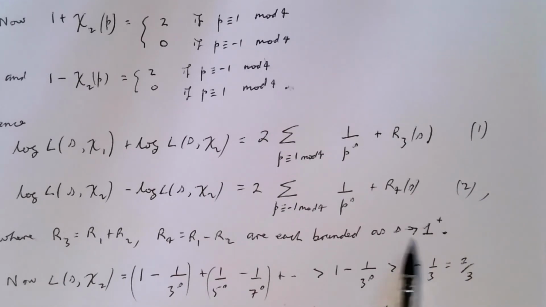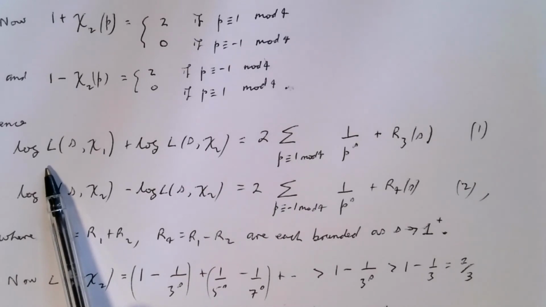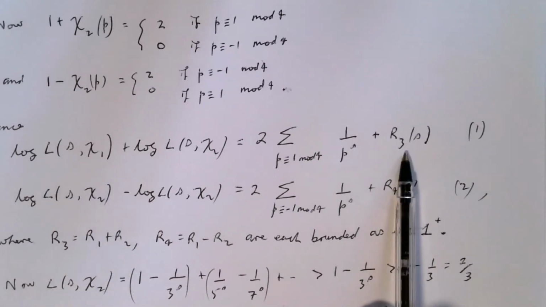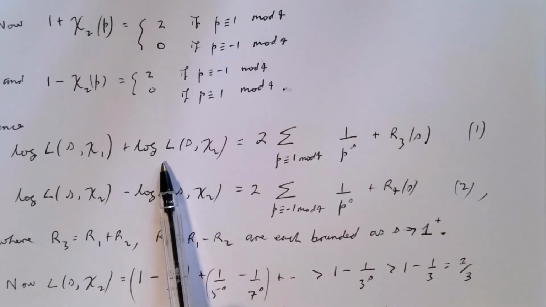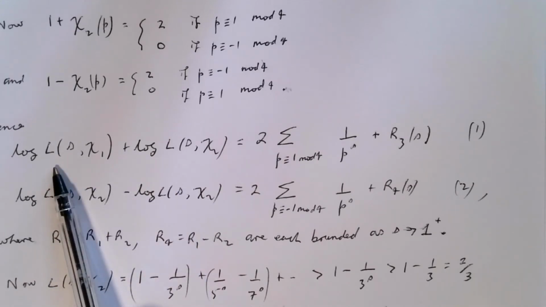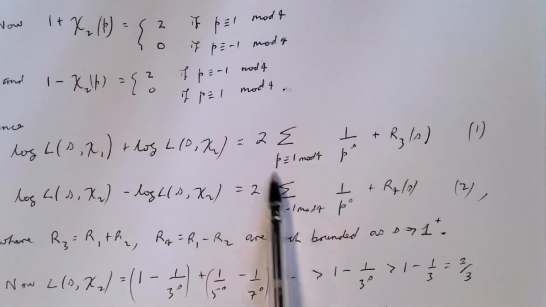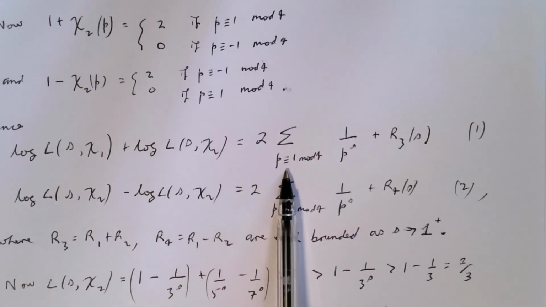Now let us just enjoy the first identity here, because what we're going to be able to say now, we're going to let s go to 1 from above. We know that this thing here is bounded. We're going to show that this thing here is also bounded. We're going to show that this one diverges off to infinity as s goes to 1 from above. And that's going to tell me that this sum must diverge, and that's going to tell me there are infinitely many primes 1 mod 4.